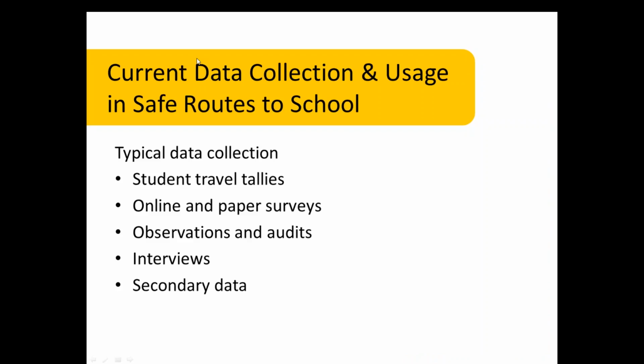So what have we seen in terms of historical data usage and collection around Safe Routes to School? Typically we've seen student travel tallies and online and paper surveys of parents to understand the current walking and biking behaviors of students and families. Also, doing observations and walk audits and documenting existing conditions in terms of infrastructure and behaviors around the schools, doing interviews and collecting information from parents, students, and other stakeholders, and a lot of times relying on secondary data.